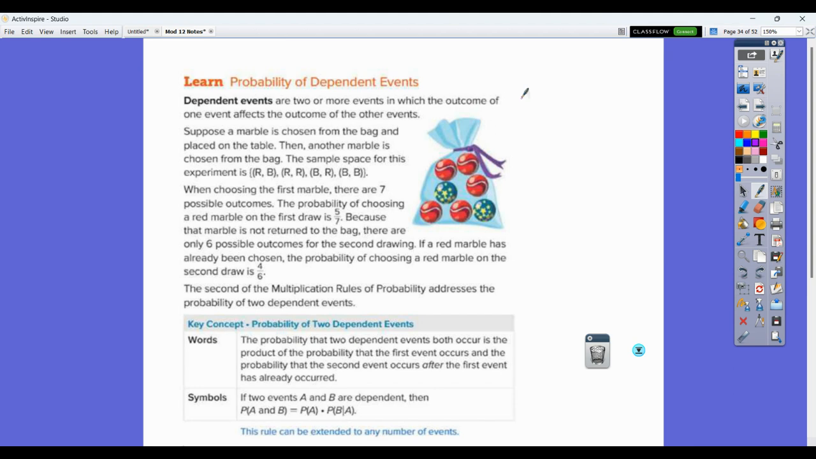Okay, so probability of dependent events. Dependent events are two or more events in which the outcome of one affects the outcome of the other. Suppose a marble is chosen from the bag and placed on the table, then another marble is chosen from the bag.